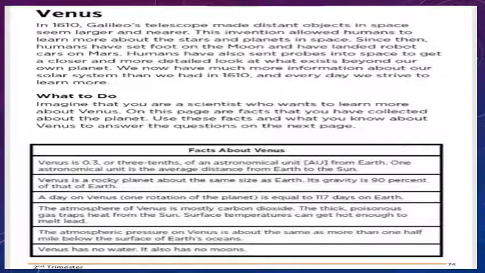Atmospheric pressure is the pressure that the atmosphere, the surrounding envelope around the planet, causes, and the atmospheric pressure on Venus is very high compared to Earth. So this is just extra info. You don't have to know about it in detail now. You will know about it later. Venus has no water. It also has no moons.